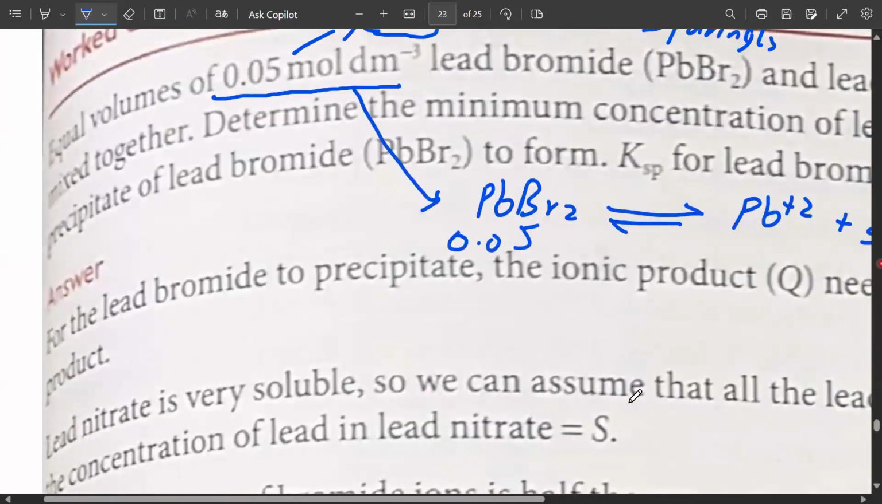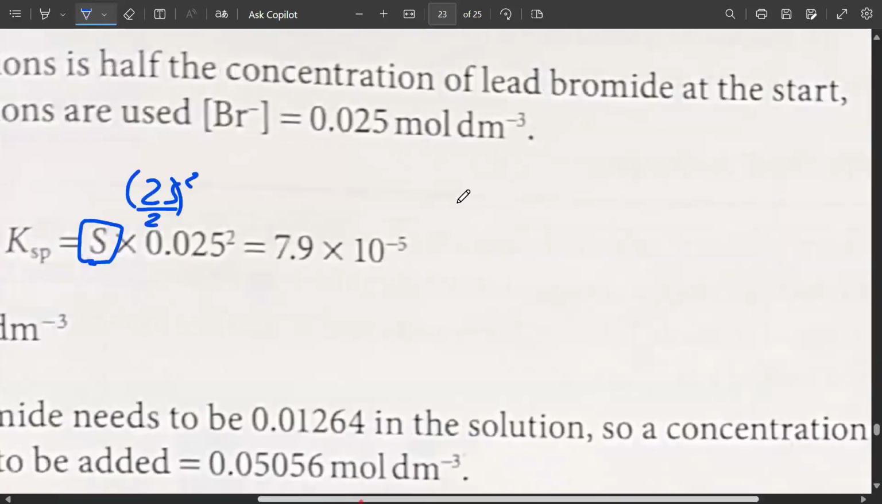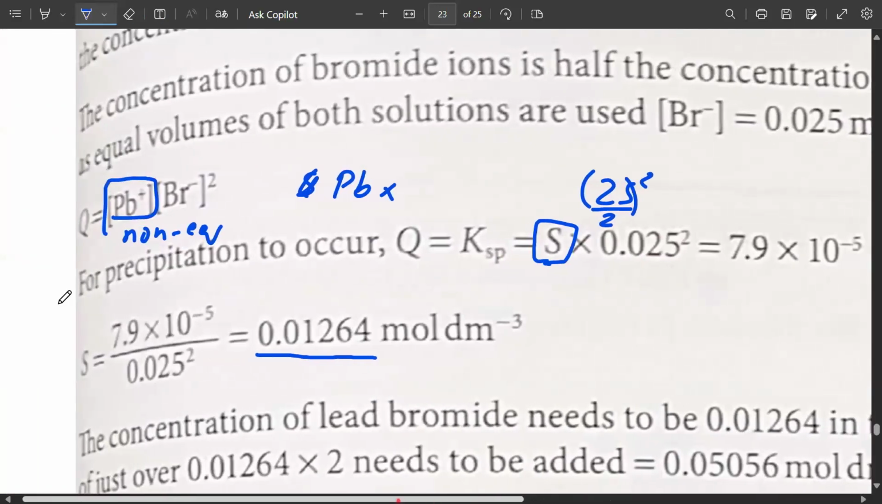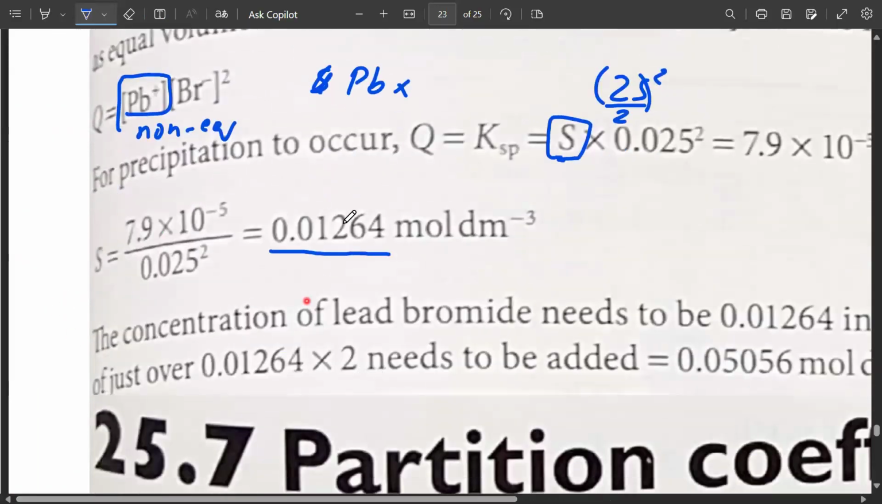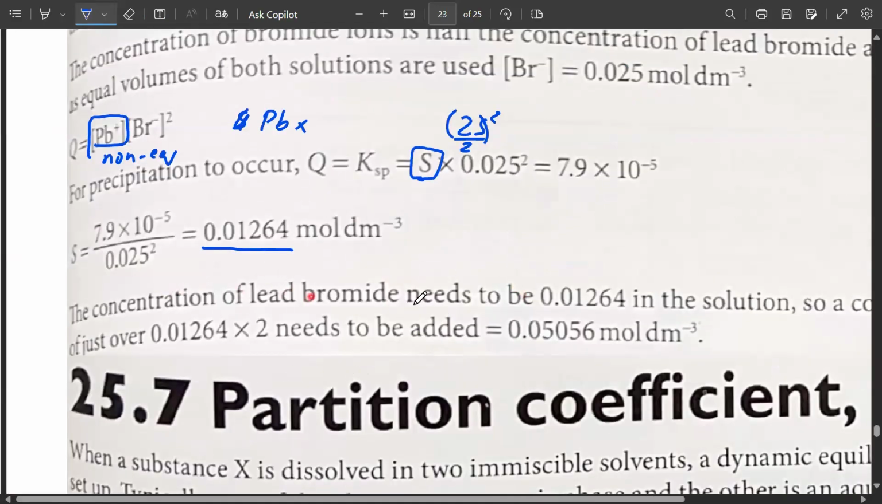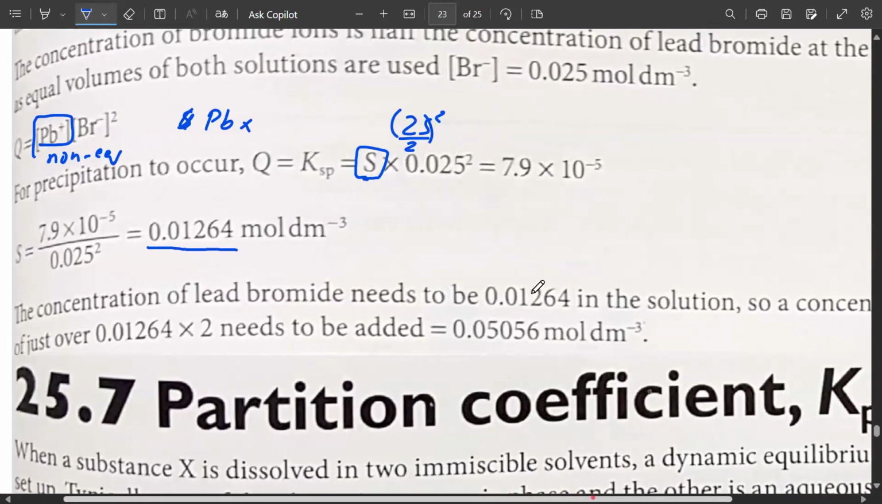We divided the value by 2. That's why it's written like this. So this is the equation. From here, the value of the lead ions is calculated. That is now equal to 0.01264 mole per dm cube. So this is the concentration of the lead bromide needs to be in the solution.